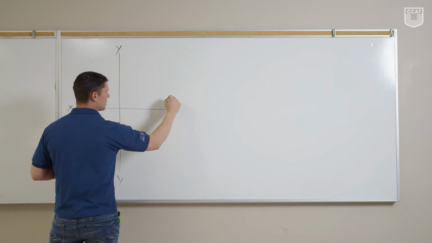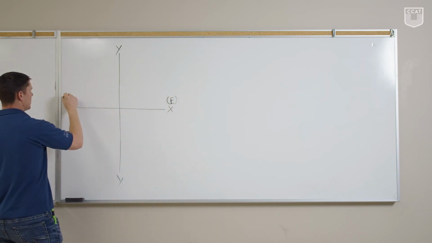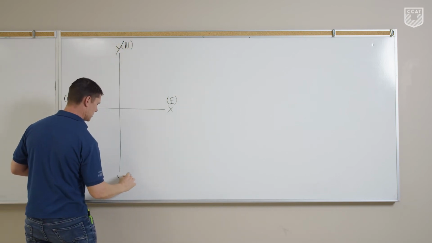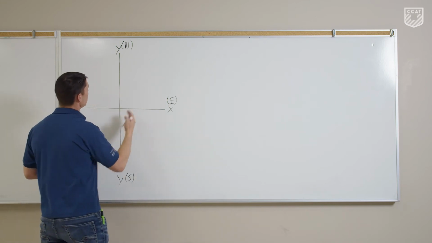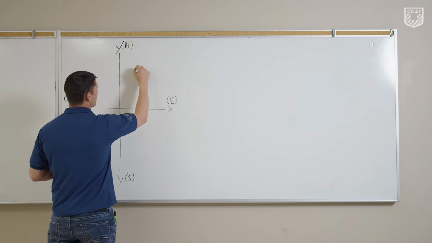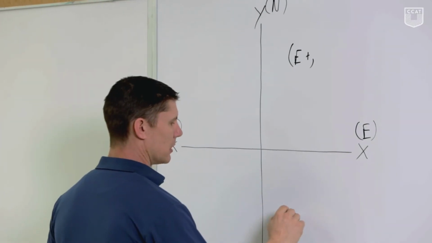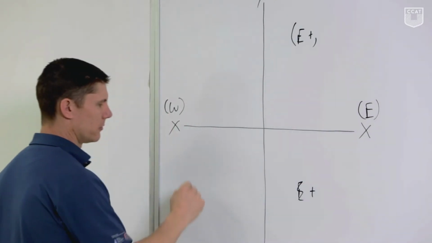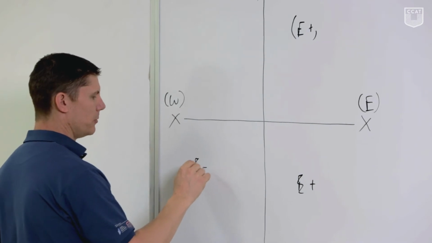Okay, the x-axis is east and west. The y-axis is going to be north and south. Okay, anytime we're to the right of the y-axis, we're going to have a positive coordinate. So our easting over here would be positive. Easting on the left side of the y-axis would be negative.